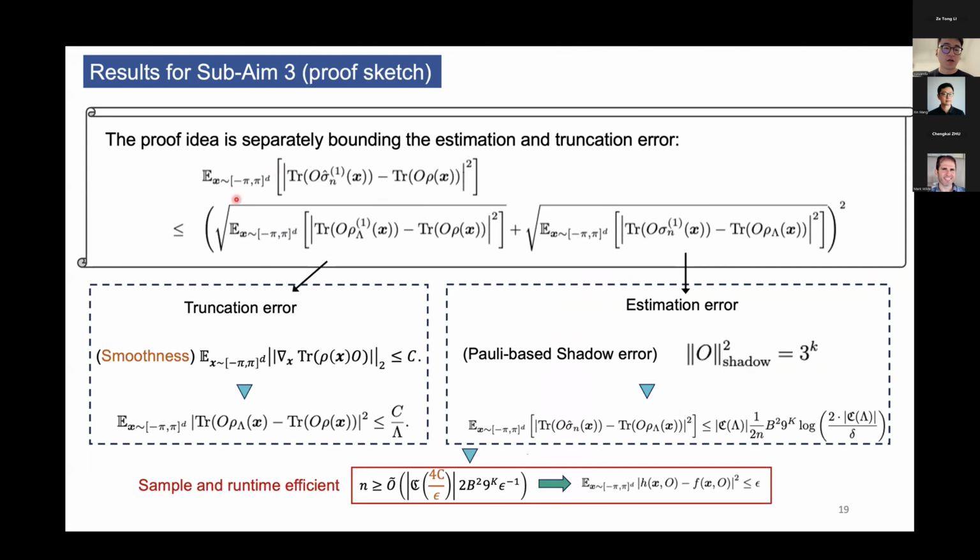And the key proof is shown here, right? To derive the prediction error, we need to decompose our derivation into two parts. The first one is bounding the truncation error, and the second one is bounding the estimation error. For the truncation error, we need to use the introduced smoothness condition, and then we can show a good bound. And for the estimation error, this part is still induced by the Pauli-based classical shadow. So we can use the result from the shadow paper to obtain the corresponding bound. And then by combining everything together, you can obtain, okay, the proposed method is simple and runtime efficient, especially when the constant C is very small.